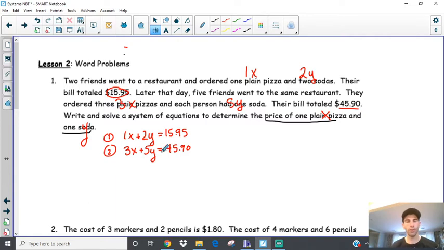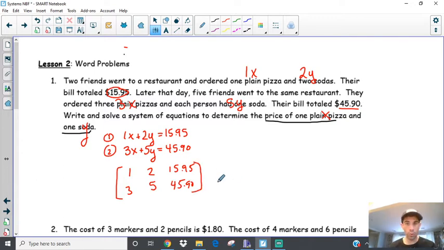From here, if you do it by hand, you can solve this by hand, or you can create a matrix and put it right into your calculator. And again, go back to the last video because we did all of those questions there. My matrix would be 1, 2, 1595, 3, 5, 4590.